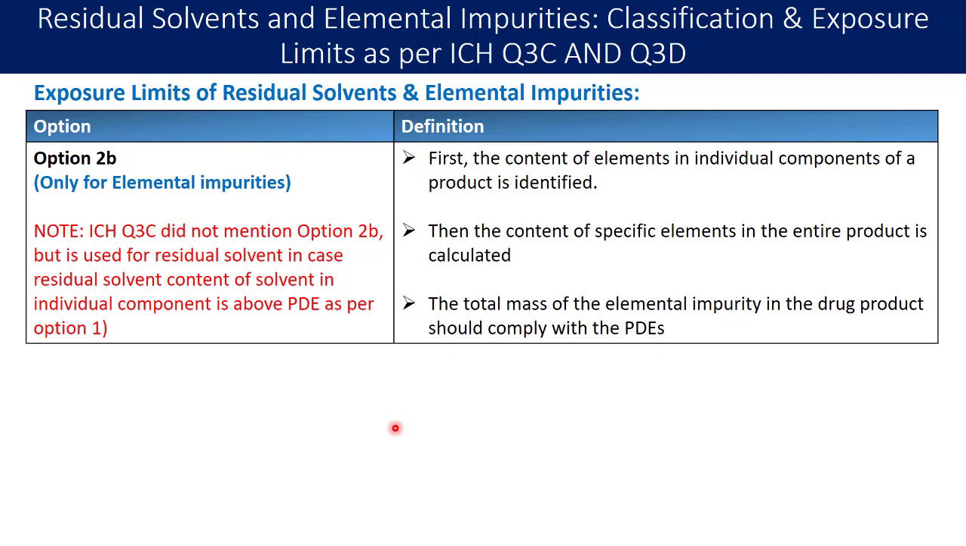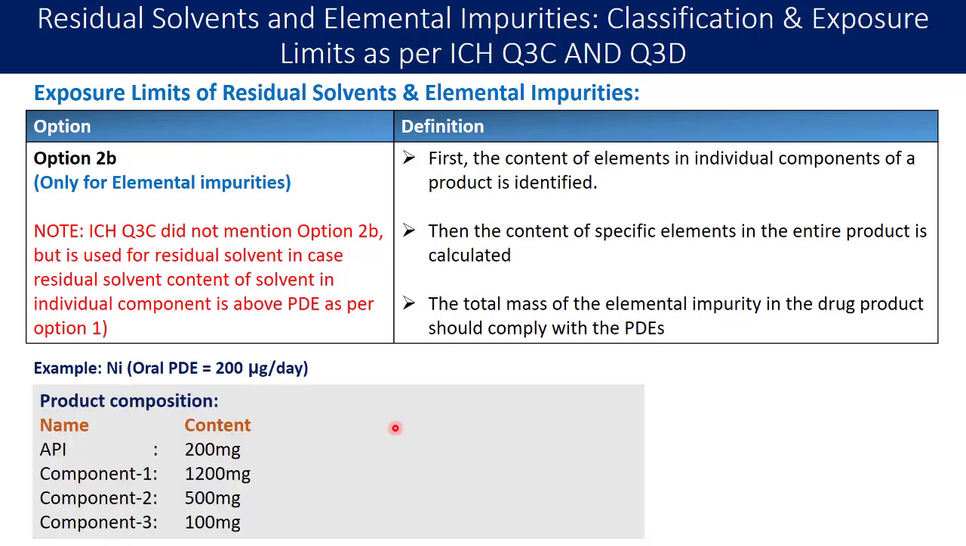See, as per option number 1 means what? By considering the mass around 10 gram, isn't it? So that is the important point. So it is also applicable for the residual solvent. Let me explain with the help of an example of nickel. The oral PDE value is 200 micrograms per day. And now this is the product composition: a drug product with around how much weight? I think 2 gram is the weight over here of the product, but the content of API is 200 mg. Component 1 or excipient 1 is 1200 mg. Component 2 is 500 mg. Component 3 is 100 mg. So this is the composition of the drug product now.